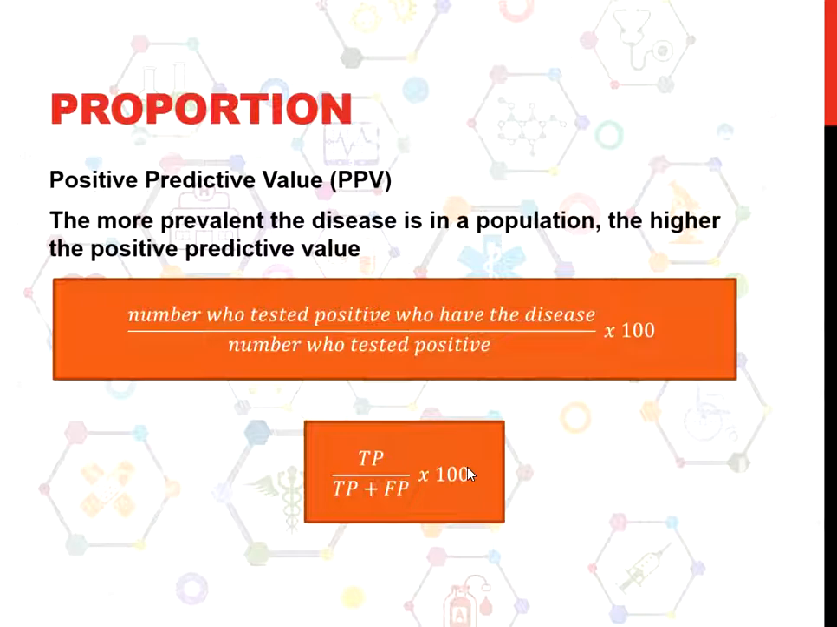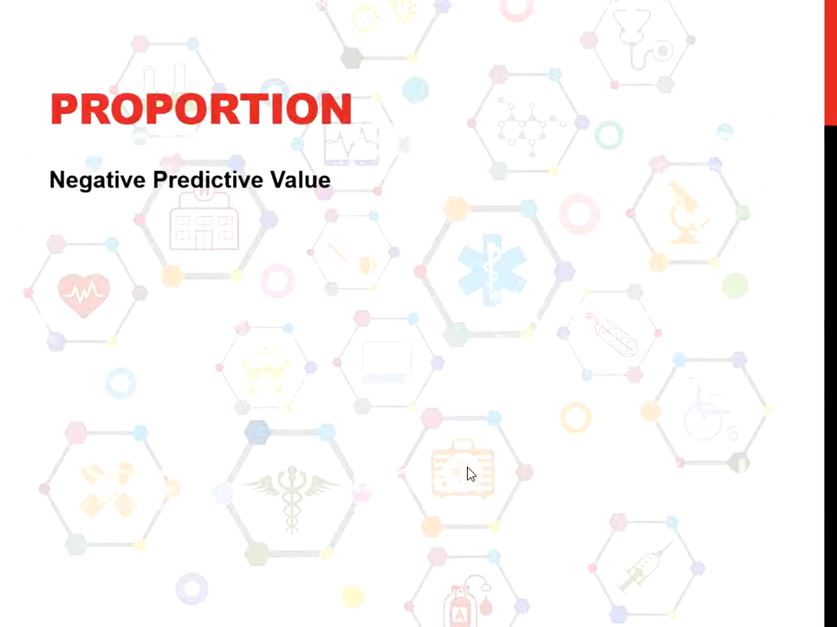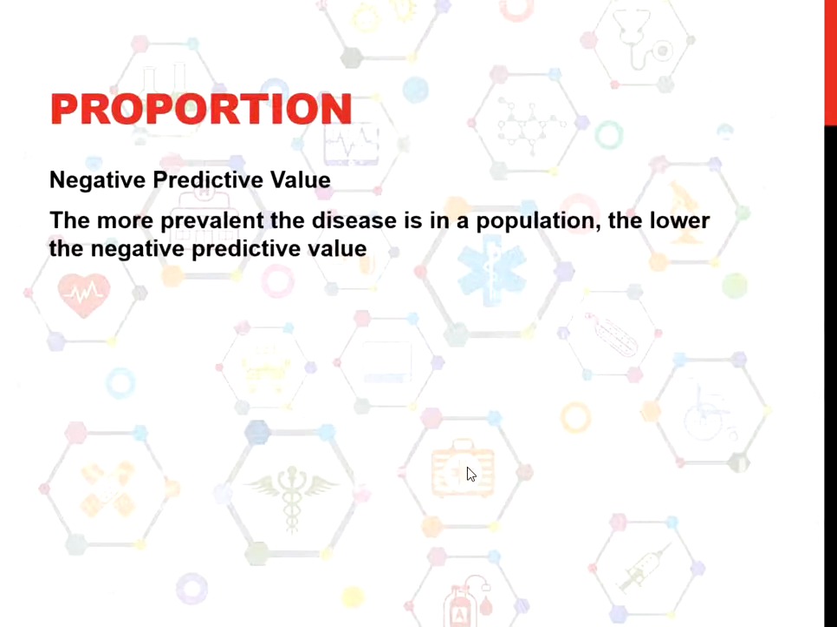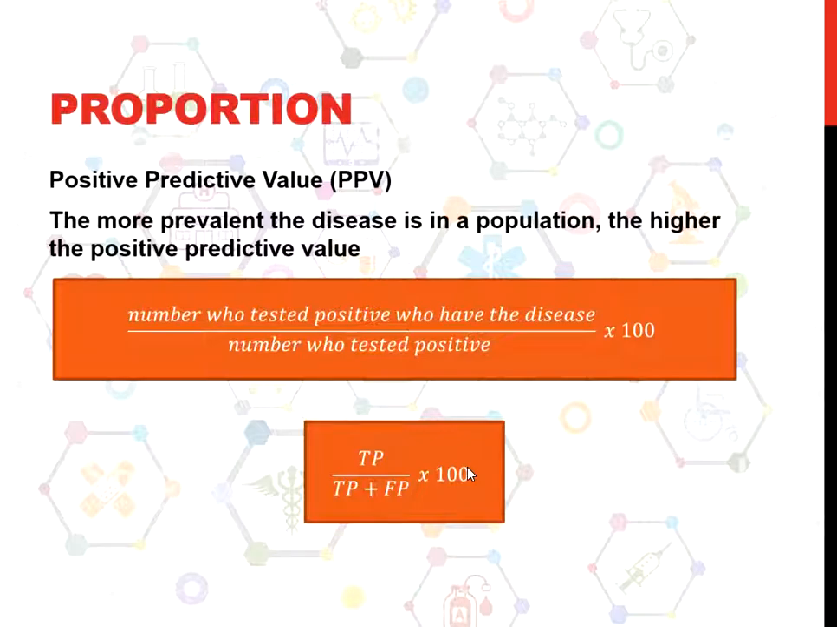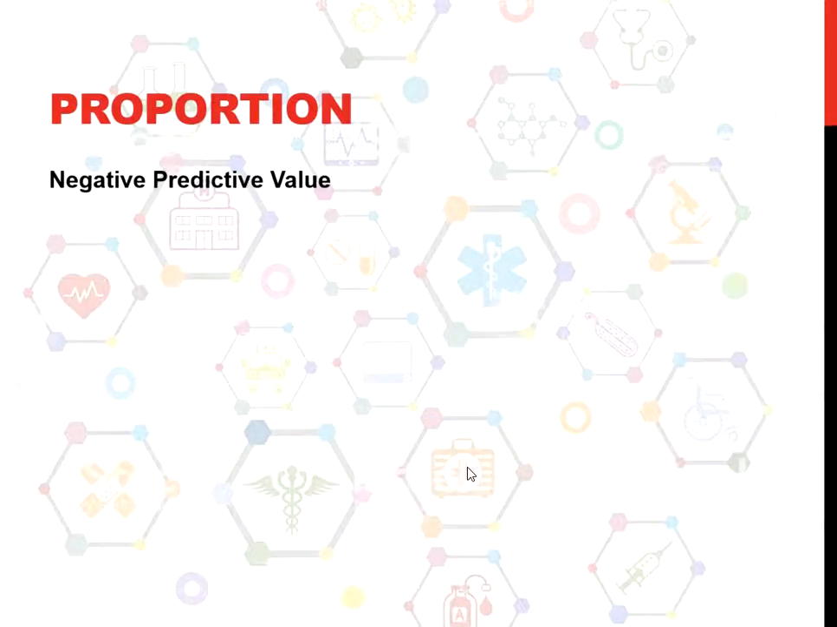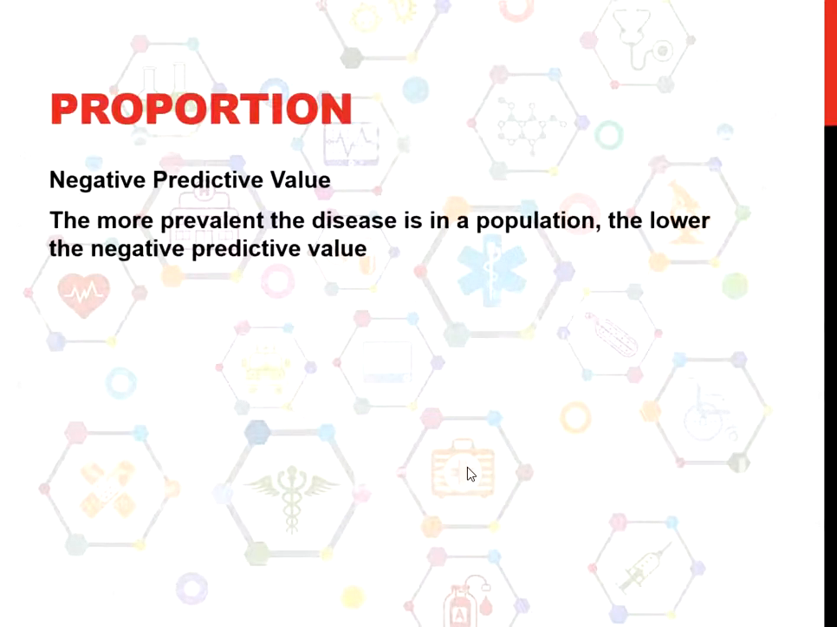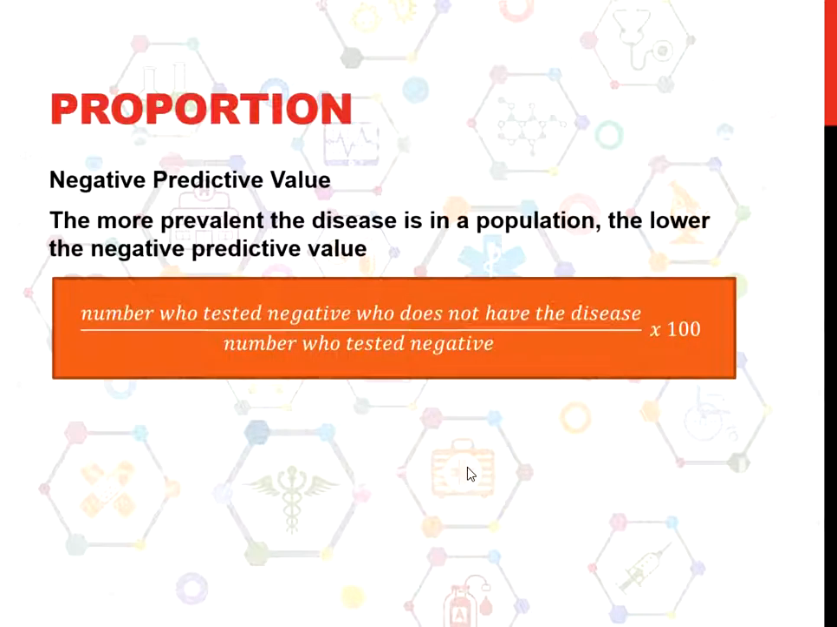Kung may positive predictive value, syempre meron din tayong negative predictive value. So, the more prevalent the disease in the community, the lower the negative predictive value. So, ito kanina, higher yung predictive value. So, pagtaas ng predictive value, ibig sabihin, pagdami nung may sakit doon sa isang community, sa specific sakit na ating pinag-aaralan. So, dito naman, members who tested negative, who does not have the disease.